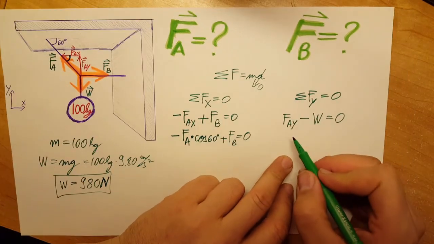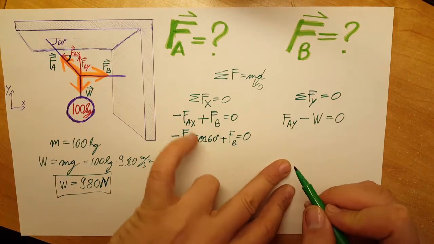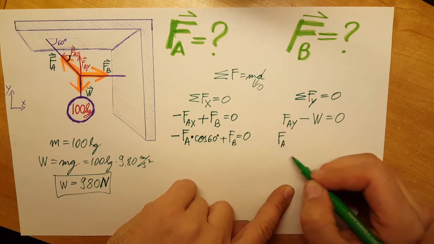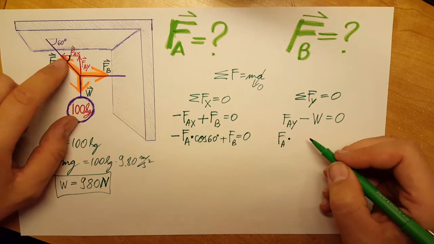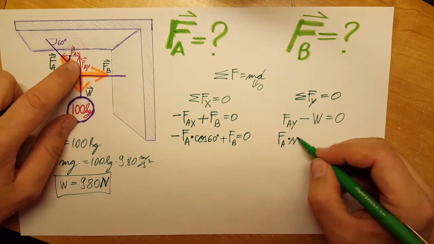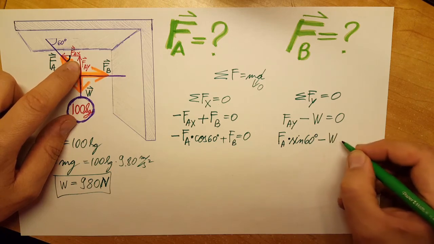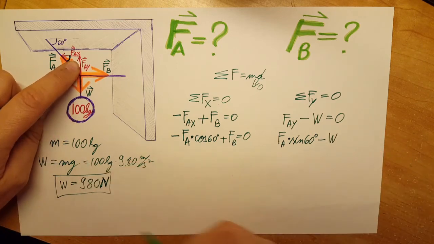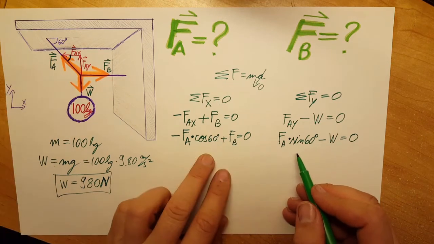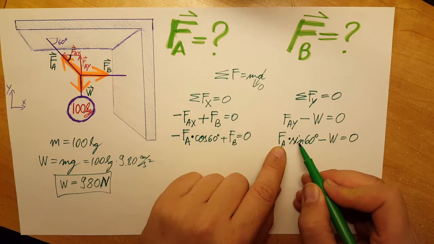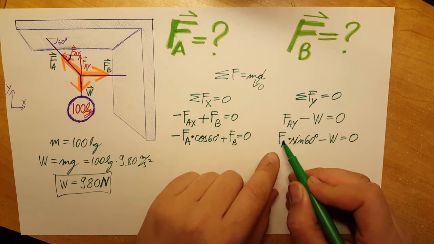Let's go over here. FAY. Let's do the same process as here. Here we're going to have FA times, and since it's opposite of the angle, we're going to have sine 60 minus W, or we could say mg, but we already calculated, so we can go ahead and plug in W. Now I'm gonna continue to work on this one, because from here we have this value, we have this value, so we can go ahead and find FA.